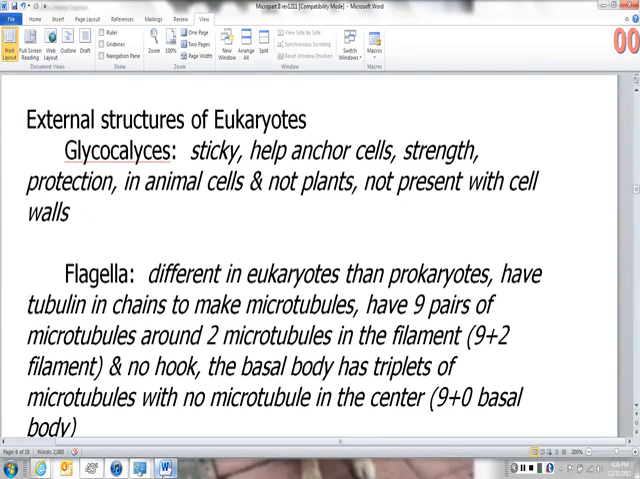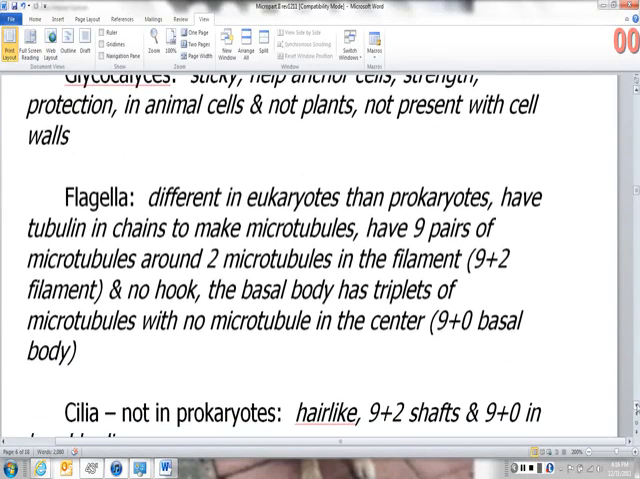Flagella also differ in eukaryotes. They are composed of chains of tubulin to form microtubules. They have 9 pairs of microtubules surrounding 2 microtubules in the filament for what is referred to as a 9+2 filament. There is no hook, and the basal body has triplets of microtubules with no microtubules in the center for what is known as a 9+0 basal body.